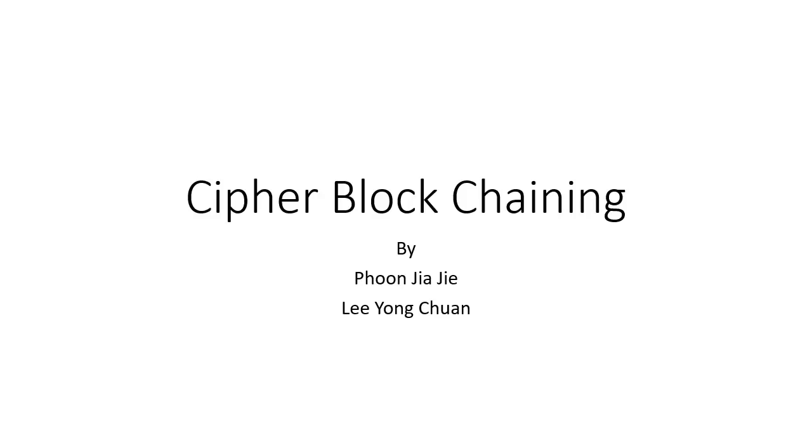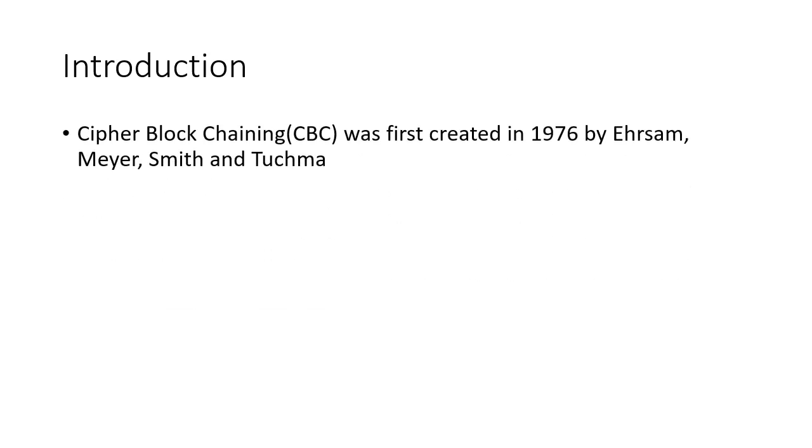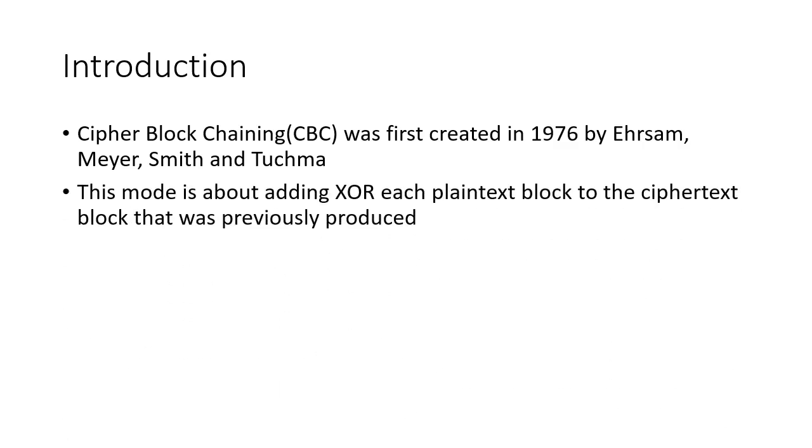Today, we will be discussing Cipher block chaining and the way it works. Cipher block chaining (CBC) was first created in 1976 by Ehrsam, Meyer, Smith and Tuchman. This mode is about adding XOR to each plaintext block with the ciphertext block that was previously produced.